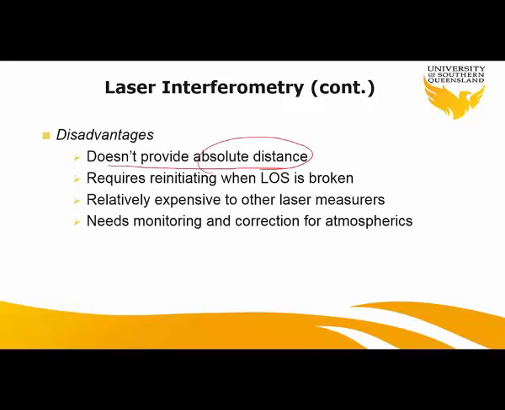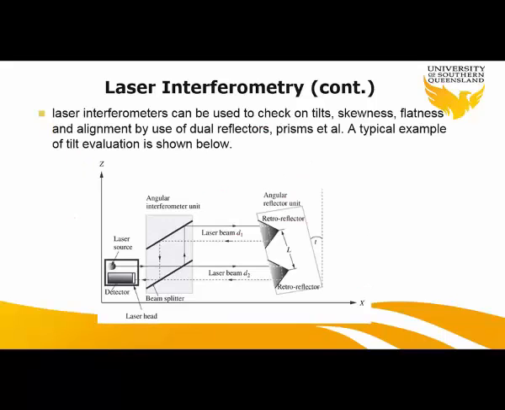And you also need to make sure that you correct for any atmospheric error. I don't say this is a disadvantage of this system. Many systems can be affected by environmental and atmospheric errors, so as long as you monitor and make the correction, it's not going to be an issue. Also, it's very expensive compared to what it can do. You can find a reasonably cheaper system to do the same job. Laser interferometry can also be used to check tilts, skewness, flatness, and alignment.